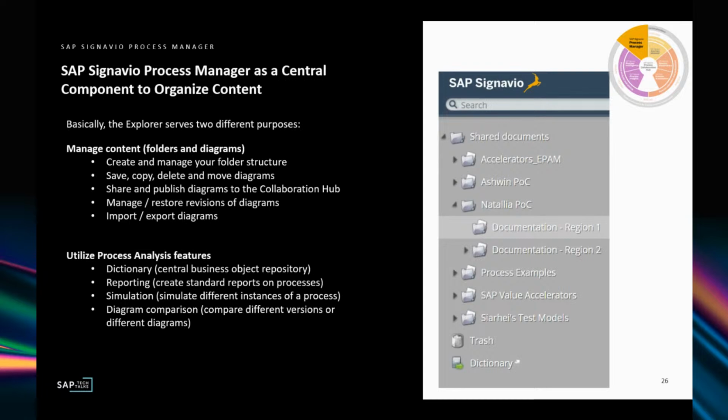And SAP Signavio Process Manager utilizes process analysis features. We have a dictionary with a central business object repository. We have reporting tools. We have simulation for our BPMNs. And also we can compare diagrams. We can create two versions of diagrams and we can compare them.